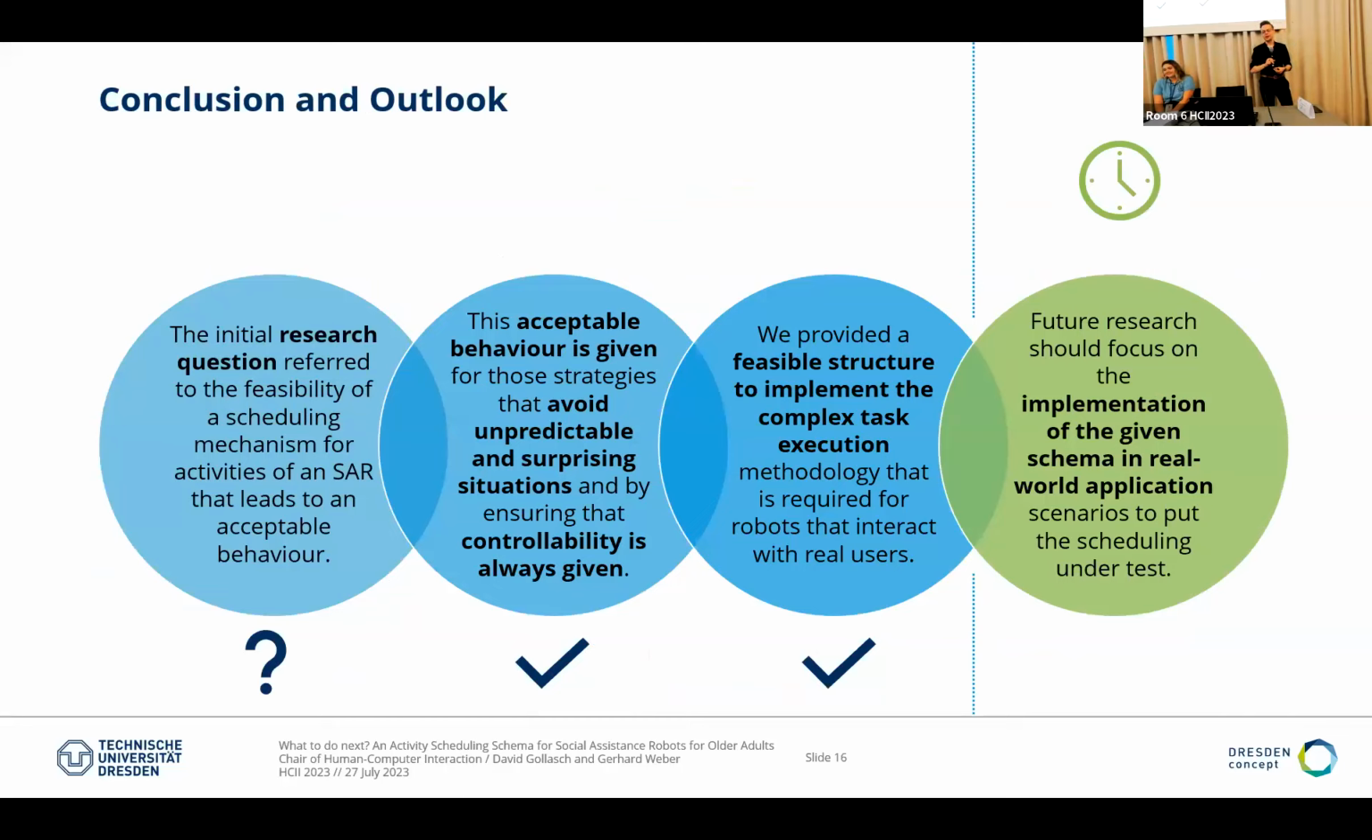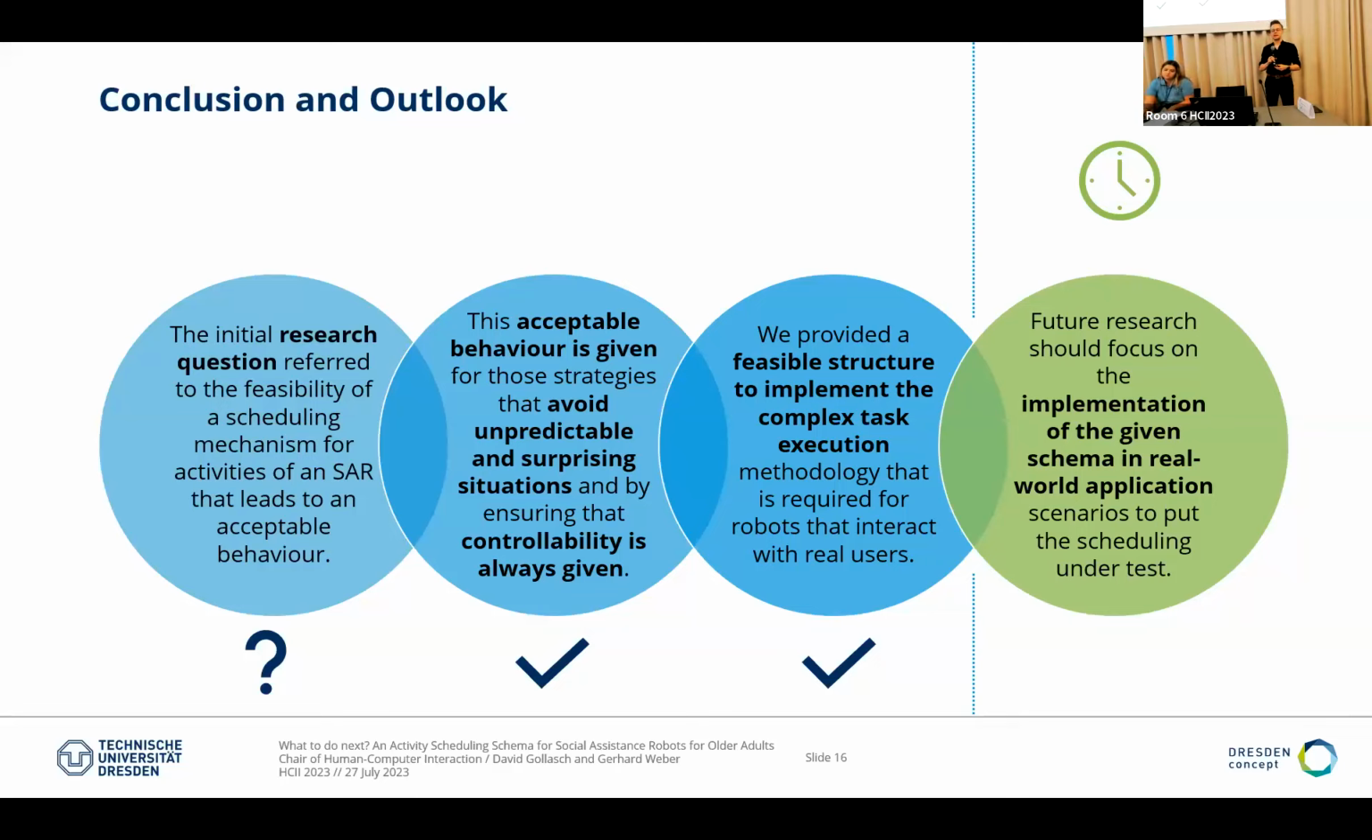So what we did is we saw that there are several expectations towards the behavior of those social assistance robots. Mostly, it's important to avoid unpredicted and surprising behavior, and to always keep the older adults in control of what the robot actually should do and actually is doing. And we did this by providing a feasible scheduling mechanism that proved to be fairly feasible, but had some concerns, of course, here as well.